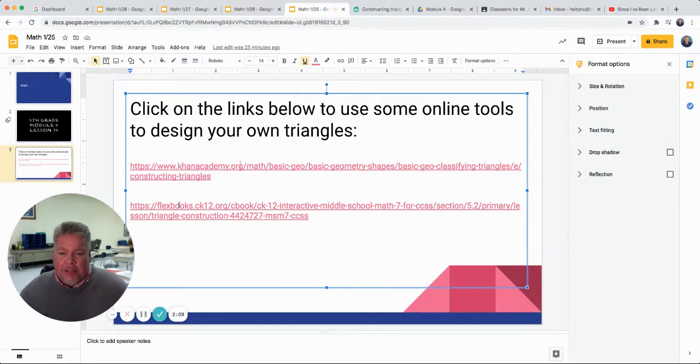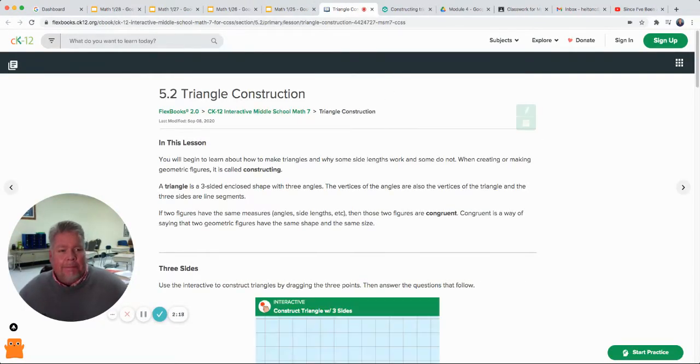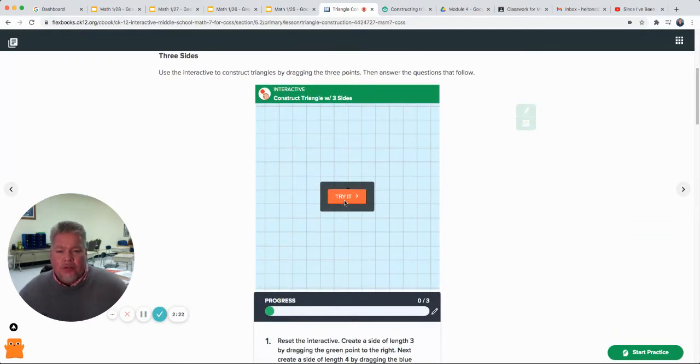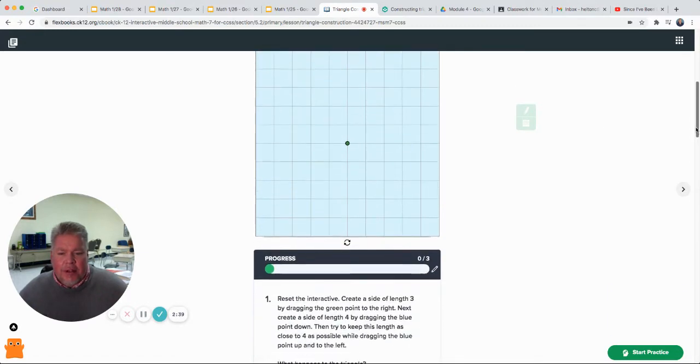The second one is called Flex Books. So we're going to construct some triangles with this website also. It's a little different. So we scroll down here and we go try it. Okay, now it says, can you make a triangle with side lengths of 3, 4, and 5 centimeters? Drag the red points to construct a triangle. The side lengths are rounded to the nearest hundredth. There's some directions down below.